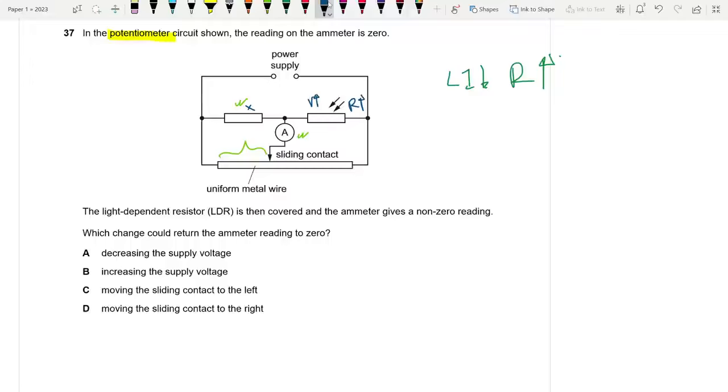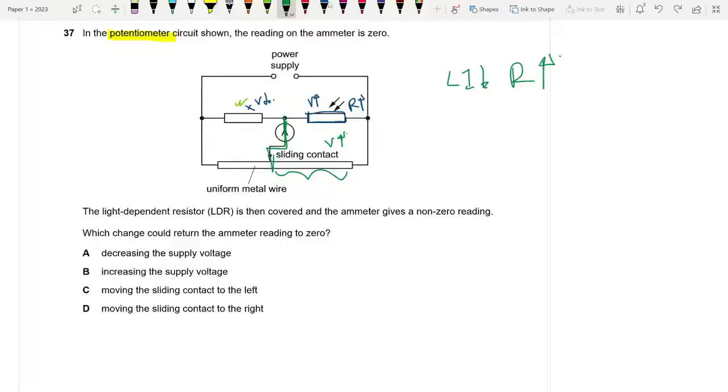So what change could return the ammeter reading to 0? Essentially, this guy is taking more voltage and this guy is taking less voltage. So what you guys need to do is ensure that this part also takes more voltage so that it can balance this part up, right? The upper and lower portion must have the same voltage between these parts. Basically, this part must match.